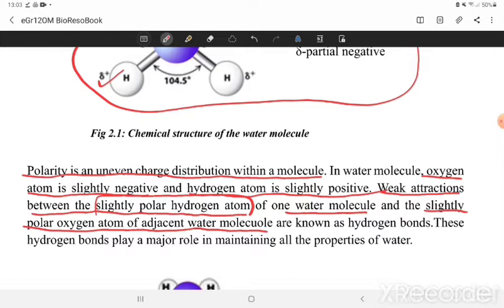So what's that again? Weak attractions between the slightly polar hydrogen atom of one water molecule, right? We are considering the hydrogen atom of one water molecule, the slightly polar hydrogen atom of one polar molecule, and the slightly polar oxygen atom of the adjacent water molecule. Now I'll explain that. So what does that really mean?